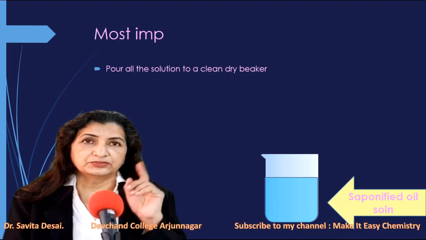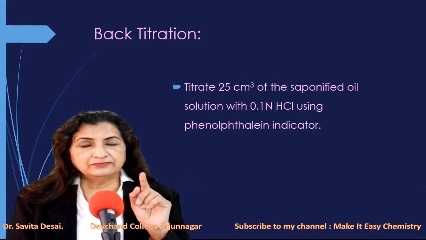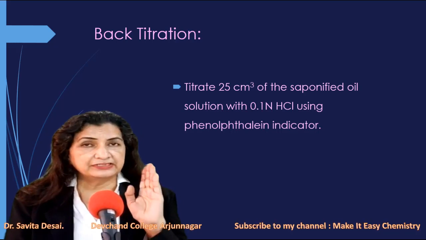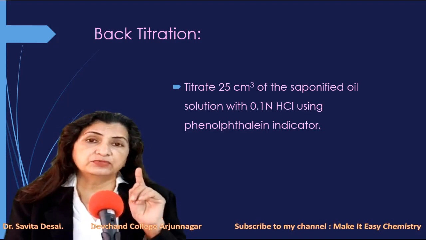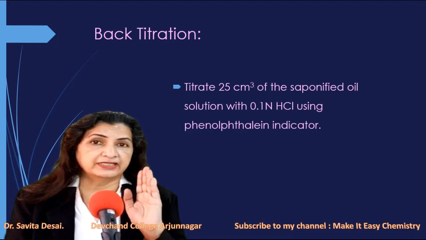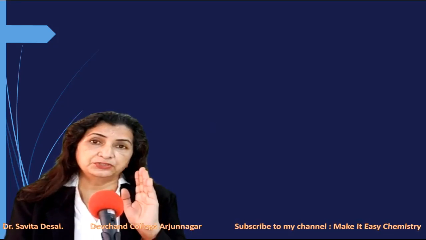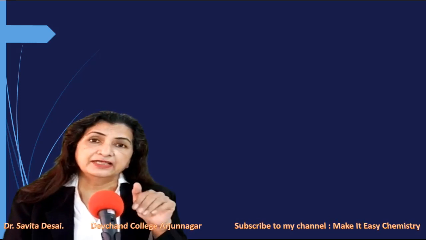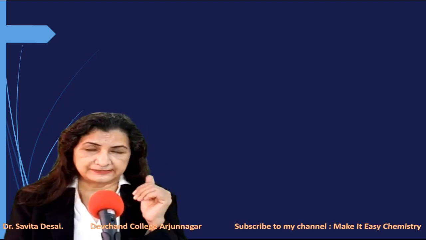Okay, so this is saponified oil solution. Then we are going to carry out the back titration. Titrate 25 cm cube of this saponified oil solution against 0.1 normal HCl from the burette using phenolphthalein indicator. This is called back titration because we are going to know the amount of KOH that remained in the round bottom flask after hydrolysis.